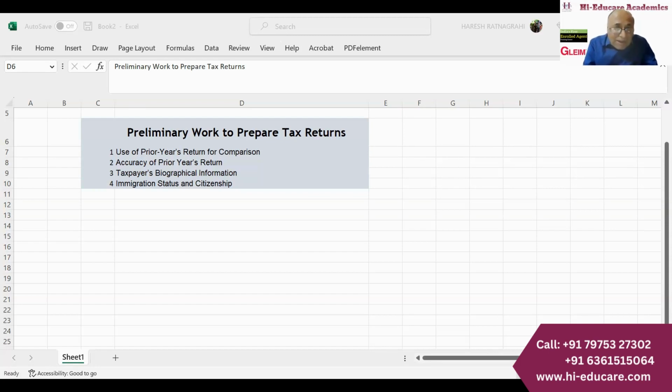Many enrolled agents and other professional tax return preparers provide their clients with a data organizer in preparation for the upcoming tax filing season. Data organizers are useful for gathering information from the client. So I will send you the checklist. Basically we'll be learning not only the theory part, but also the practical. In practical life, we also prepare the checklist.